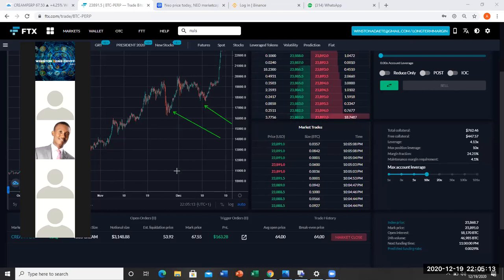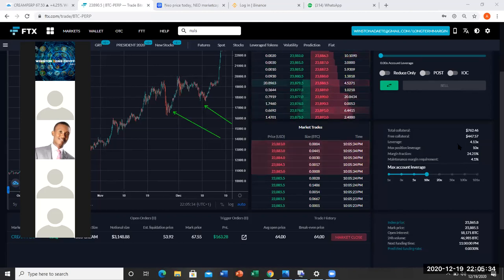Okay, so where was I? I was here. I said you are seeing leverage here is 4.13x, but the maximum account leverage is at 10x. Is it not so? So how do I get this 4.13x? I hope you're hearing me.